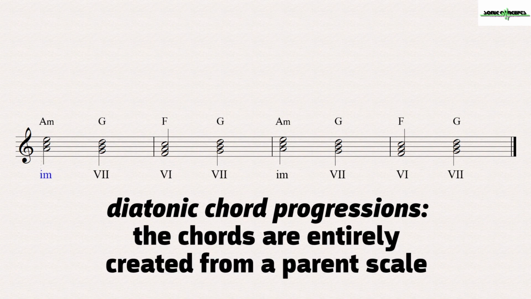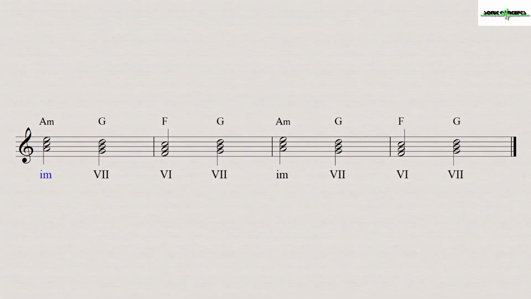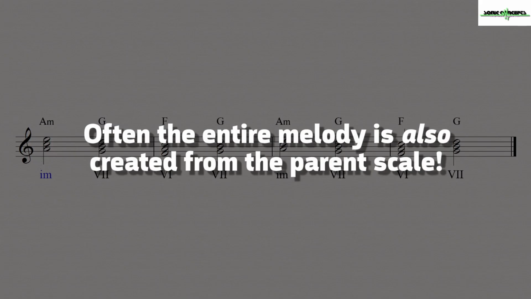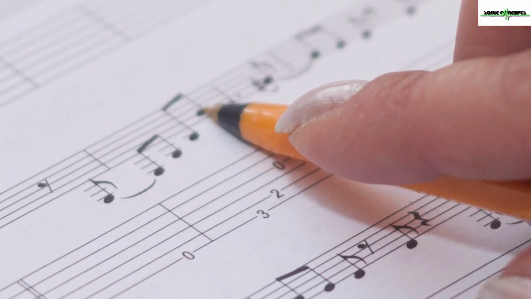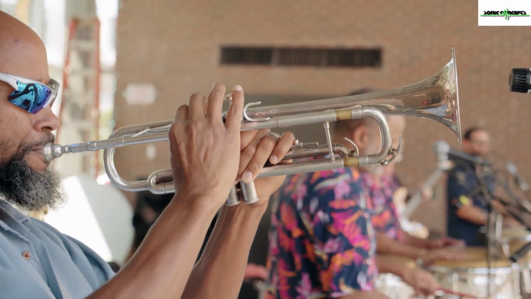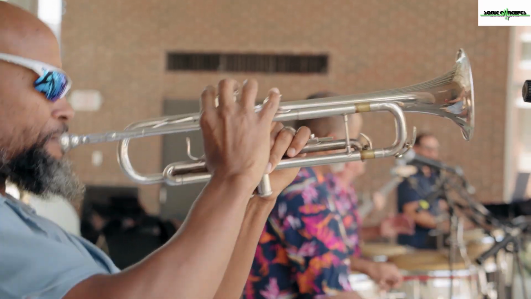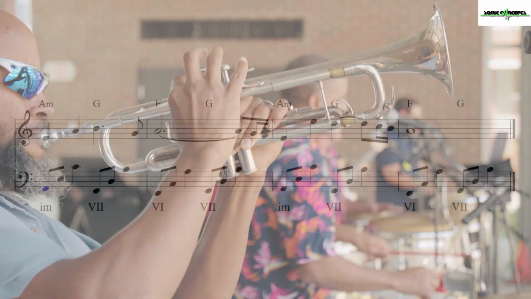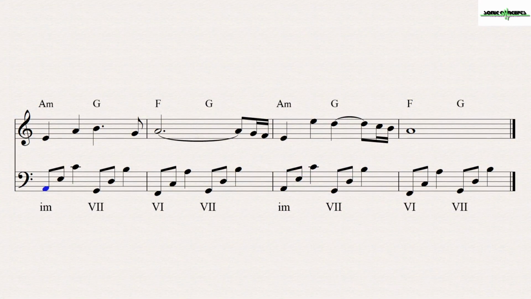Since the chords from a diatonic chord progression are entirely created from a parent scale, you will often find that the entire melody is also created from the parent scale. Additionally, you can create a melody or freely improvise over the entire chord progression using only notes from the parent scale, since the chords themselves are from the same parent scale. To illustrate this, I've created a short 4-bar melody over the same chords from the first 4 bars of the verse to Carry On My Wayward Son. Let's give this a listen.